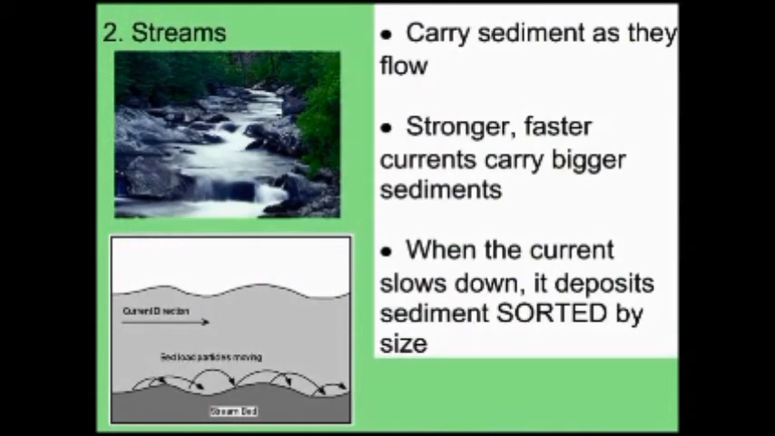Streams carry sediment as they flow. The stronger and faster currents carry bigger sediments, and when the current slows down, it deposits the sediment, and it's sorted by size, which means that the biggest sediment is dropped first, and then the smaller sediments are dropped last.